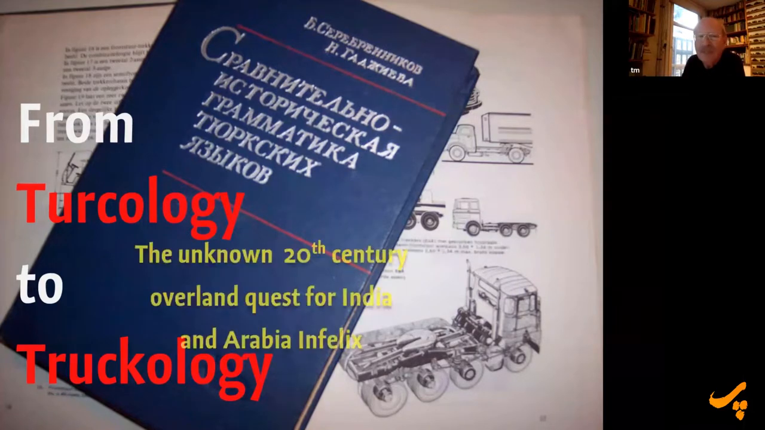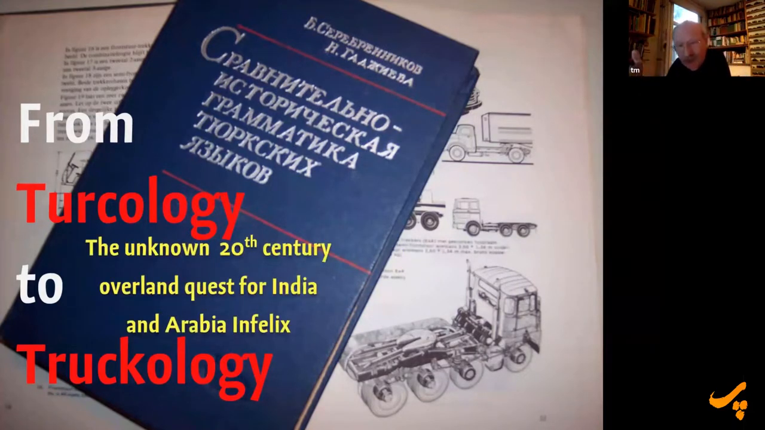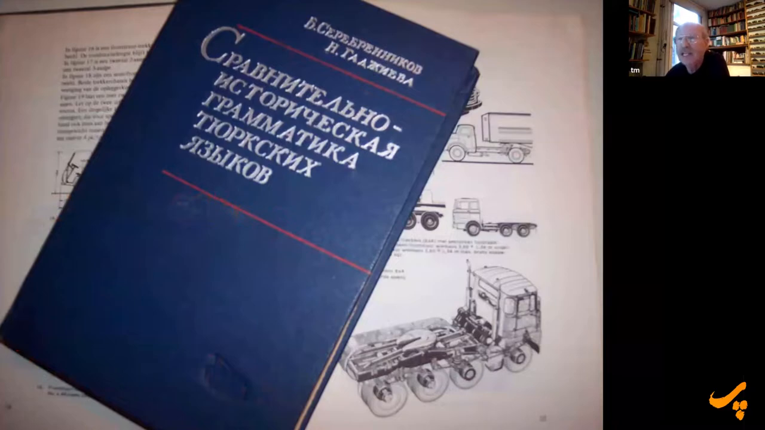So here I am on the tracks between Europe and Central Asia and Southeast Asia. And what I discover is something that I hadn't been able to suspect. Another mind-blowing new perspective: there were trucking companies trying to pioneer a road between Western Europe and Pakistan overland. The unknown 20th century overland quest to India.